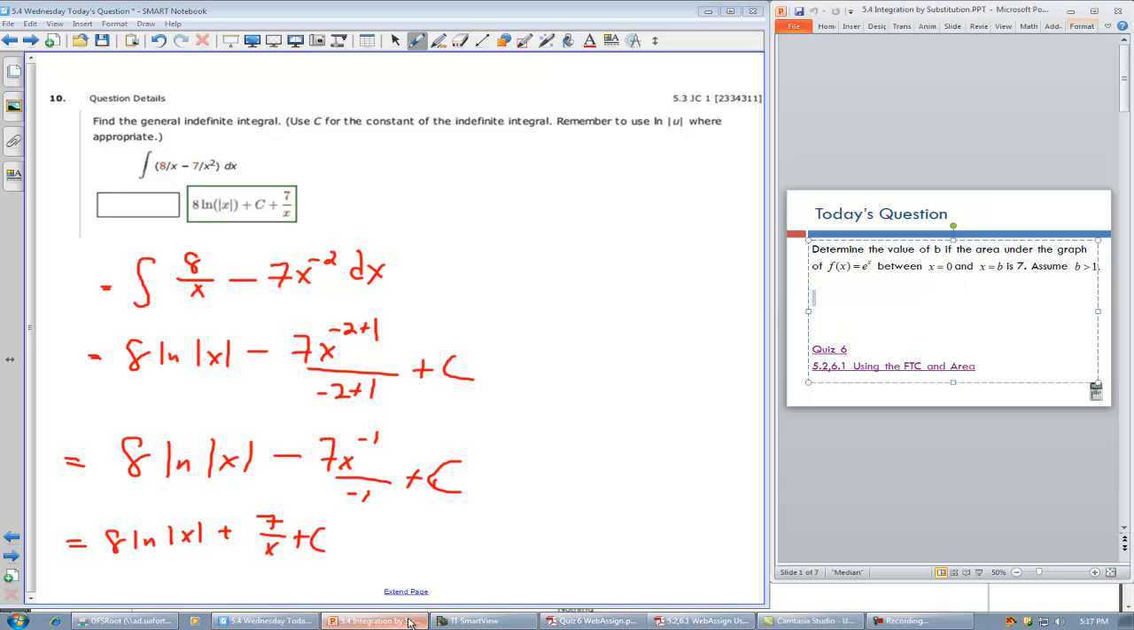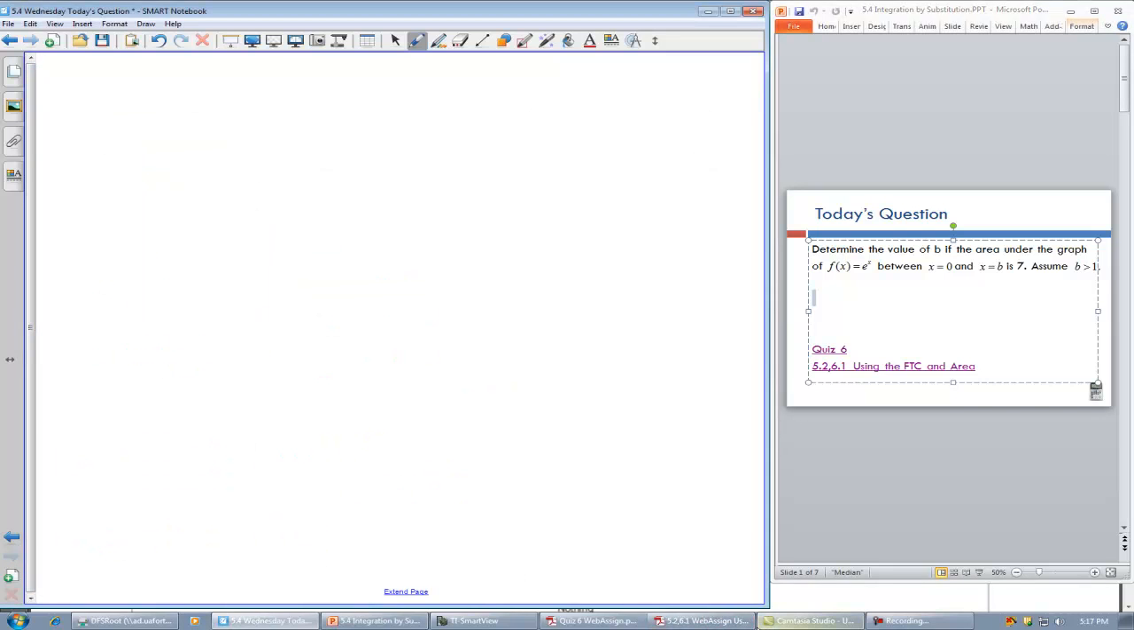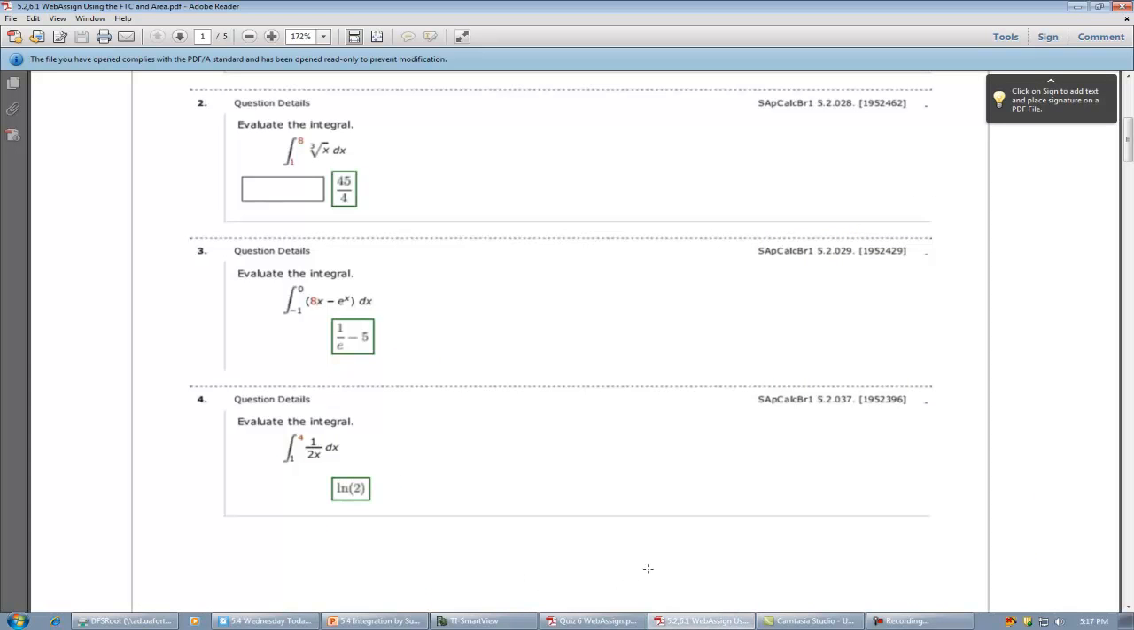Okay, so after that, let's take a look at your homework now. So let's pull it up. There are a couple problems I want to look at on here. And so on this one, let's look at number 6, right? Now this was on using the fundamental theorem of calculus and computing areas. So let's find number 6.